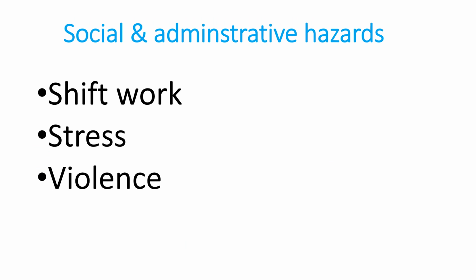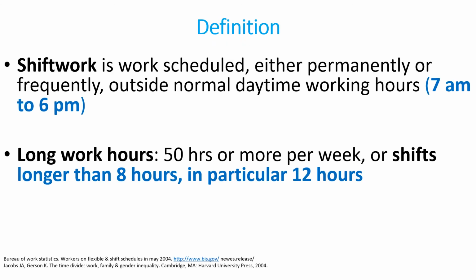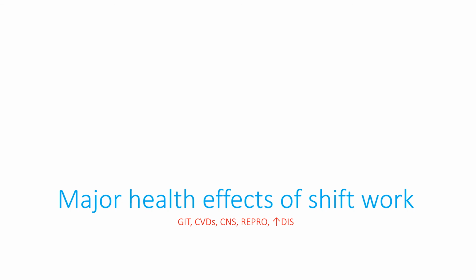Social and administrative hazards, shift work, stress and violence. Definition: shift work is work scheduled either permanently or frequently outside normal daytime working hours, 7 a.m. to 6 p.m. Long work hours, 50 hours or more per week, or shifts longer than 8 hours, in particular 12 hours. Major health effects of shift work on GIT, cardiovascular disease, CNS, reproduction, and decreased disease resistance.